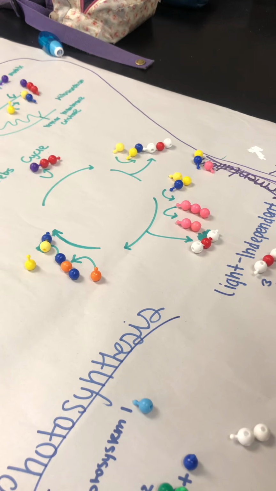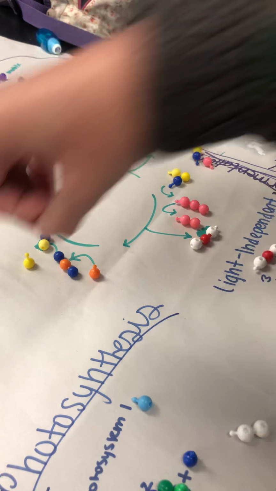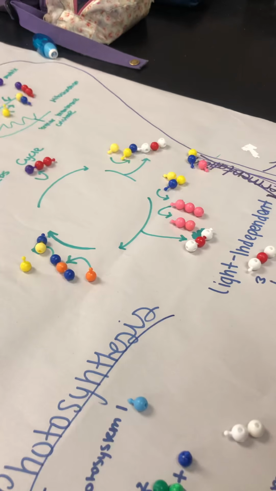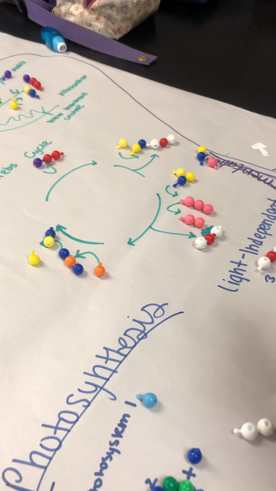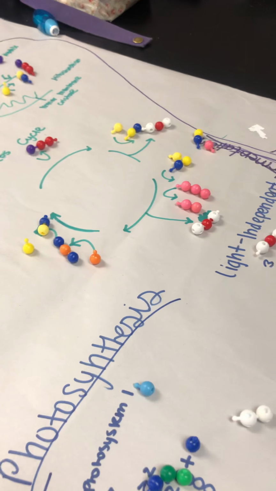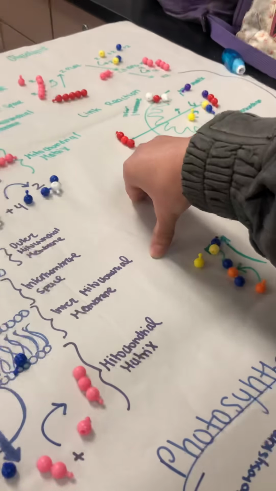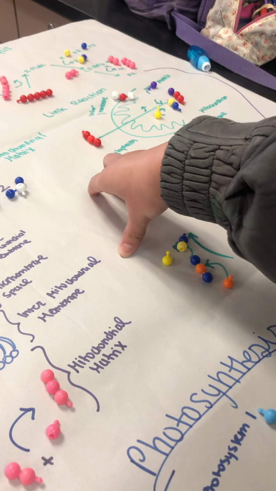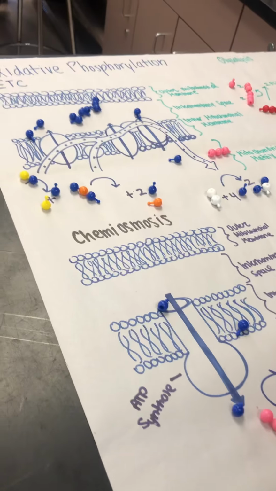However, the Krebs cycle produces only a very small amount of ATP; most of it is produced during oxidative phosphorylation. Oxidative phosphorylation is done using the electron transport chain.